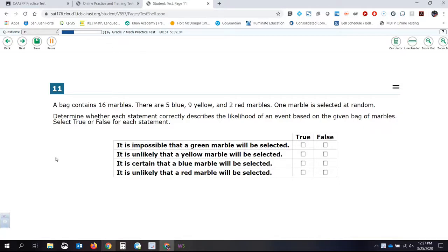We're going to be doing the next 5, starting with number 11. All right, question number 11 says a bag contains 16 marbles. There are 5 blue, 9 yellow, and 2 red. One marble is selected at random. Determine whether each statement correctly describes the likelihood of an event based on the given bag of marbles. Select true or false for each statement.